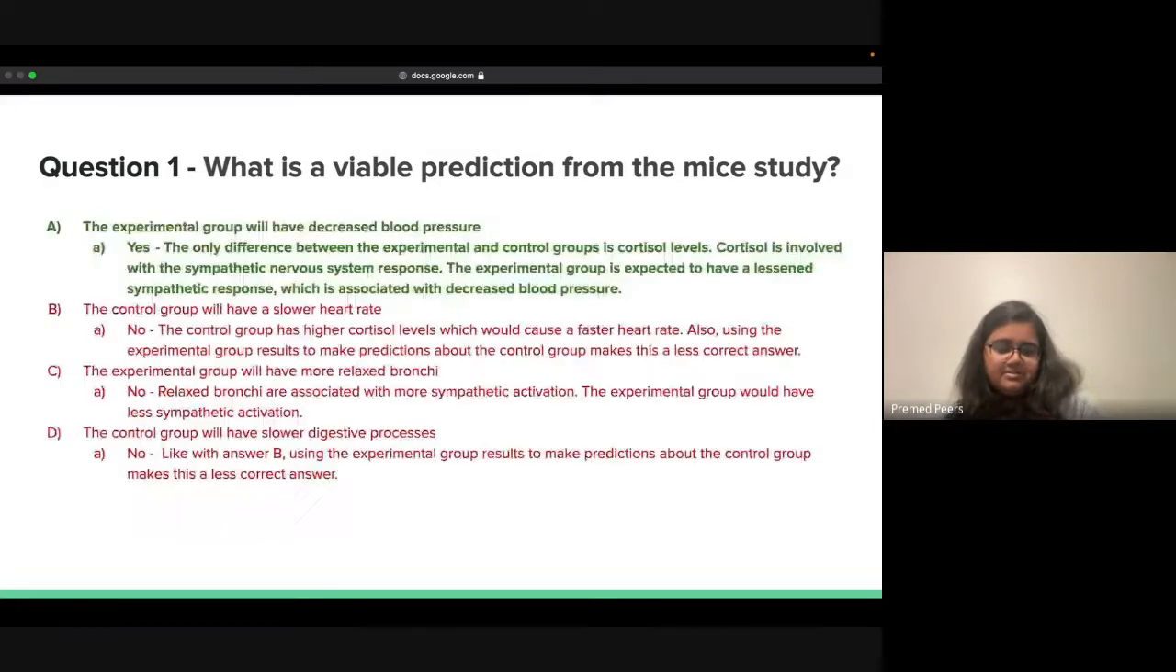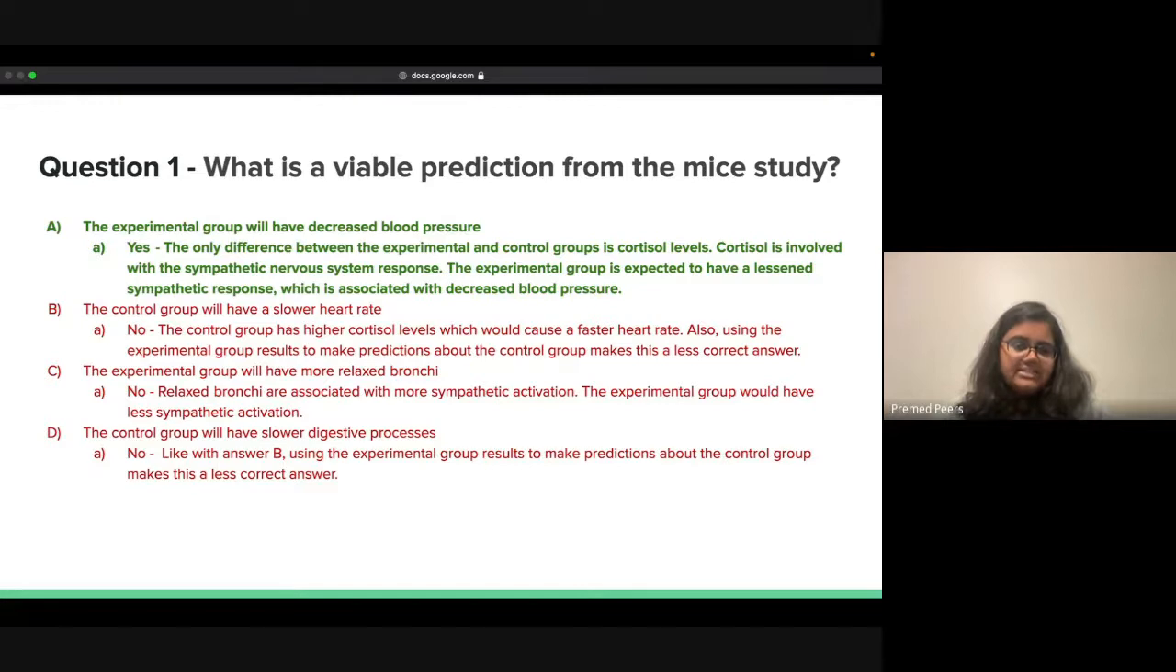And so the correct answer is A, the experimental group will have decreased blood pressure, because the only difference between the experimental and control groups is the cortisol level, and cortisol is involved with the sympathetic nervous system response. Because the experimental group has a lessened sympathetic response, lessened cortisol levels, that's associated with decreased blood pressure. And so that's why A is the most correct answer.